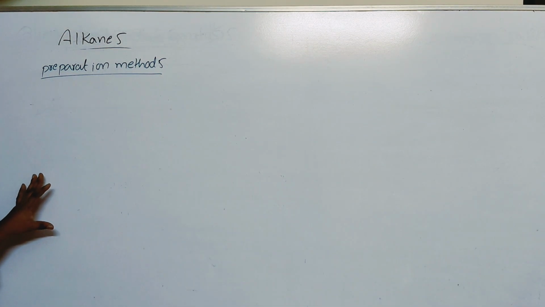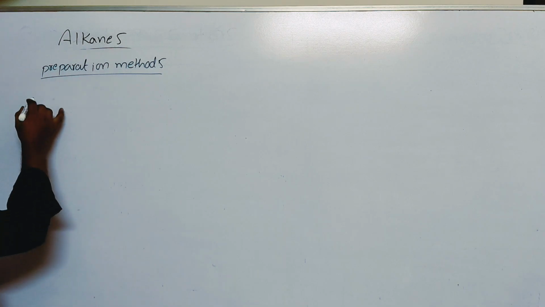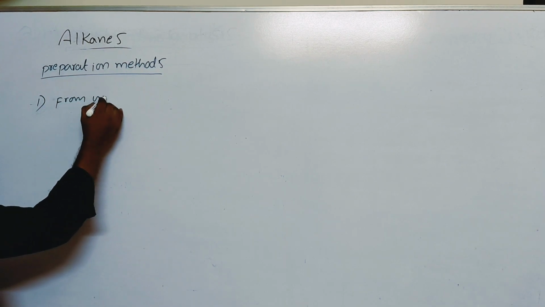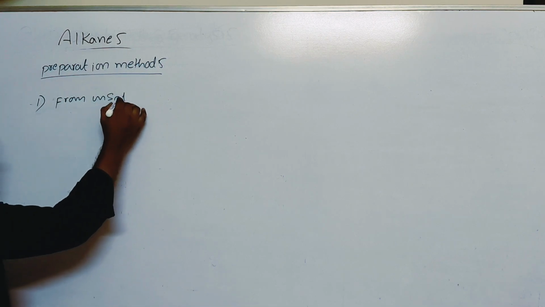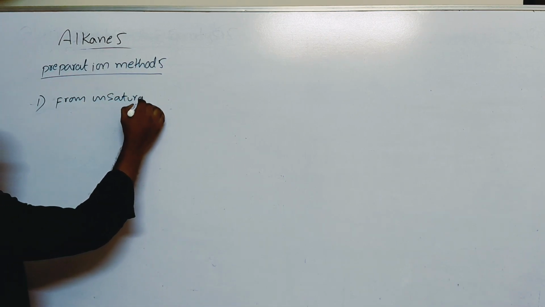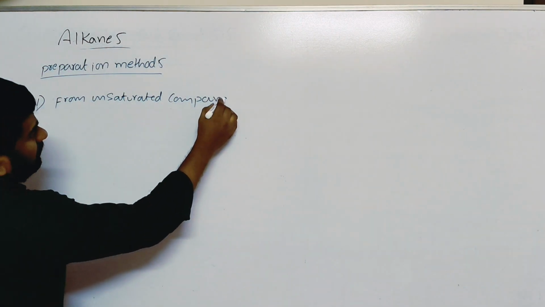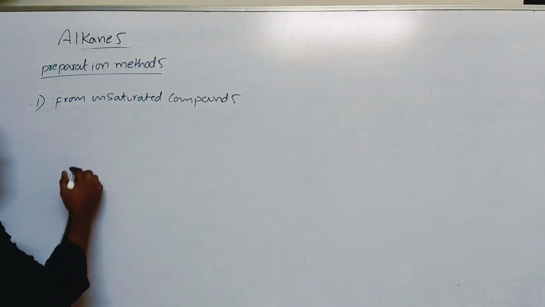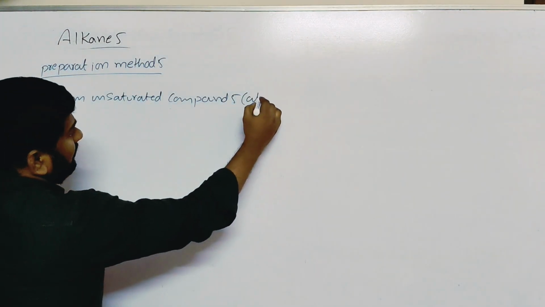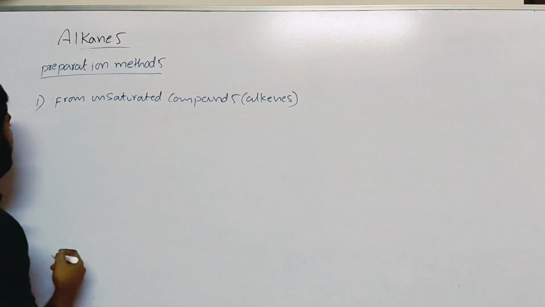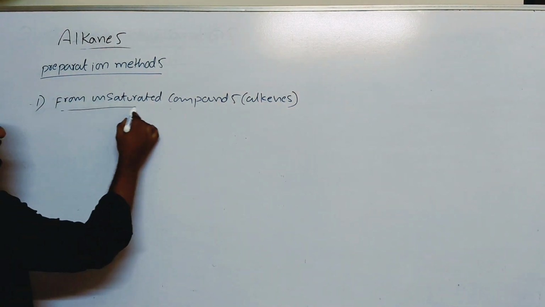Now, continuing with the alkanes, we are going to discuss preparation methods. The first one is from unsaturated compounds. From unsaturated compounds, simply from alkenes. Alkynes also we can prepare from alkenes first. So from alkenes, how can we prepare alkanes?